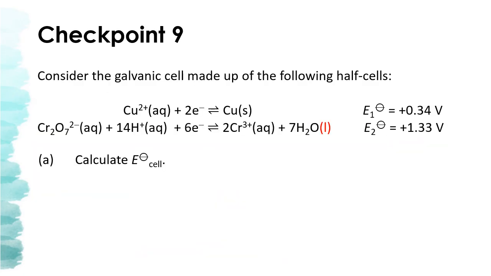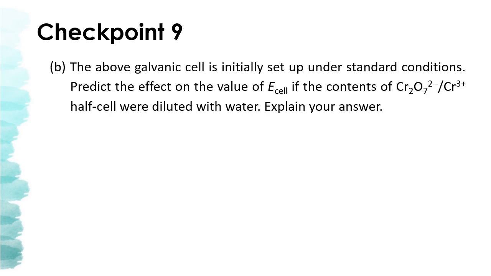Okay, let's look at checkpoint 9. We can easily calculate the voltage for the E naught cell for this example. You look at your data booklet, you should be able to get plus 0.99 volt, which means this is a spontaneous redox reaction.